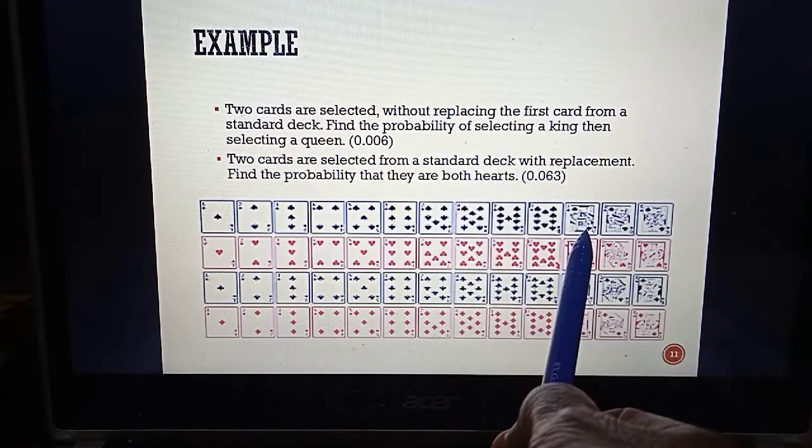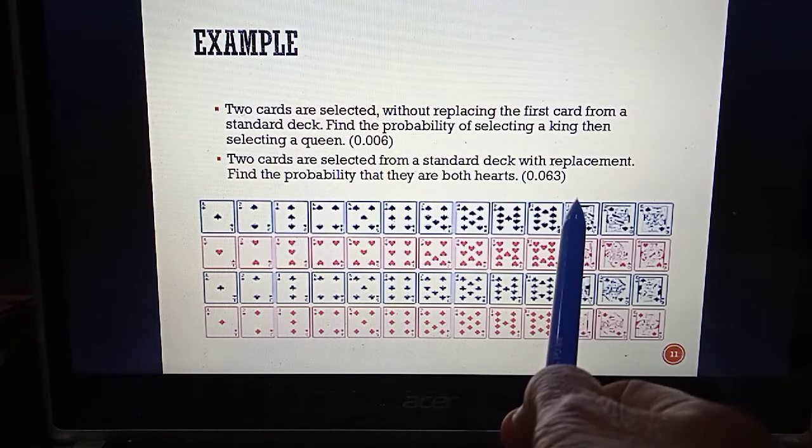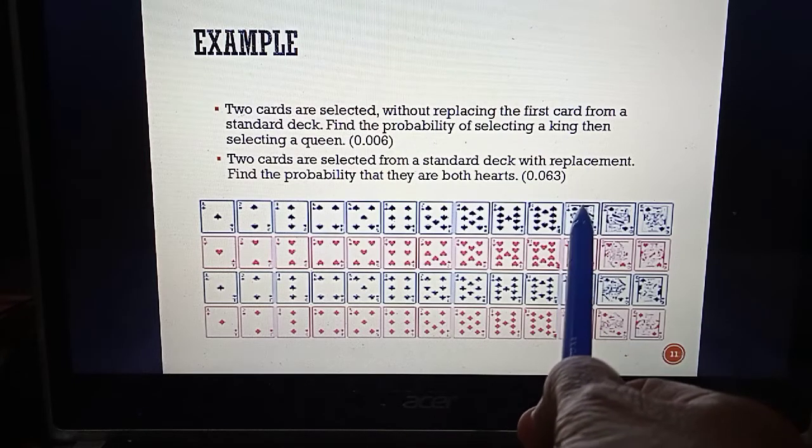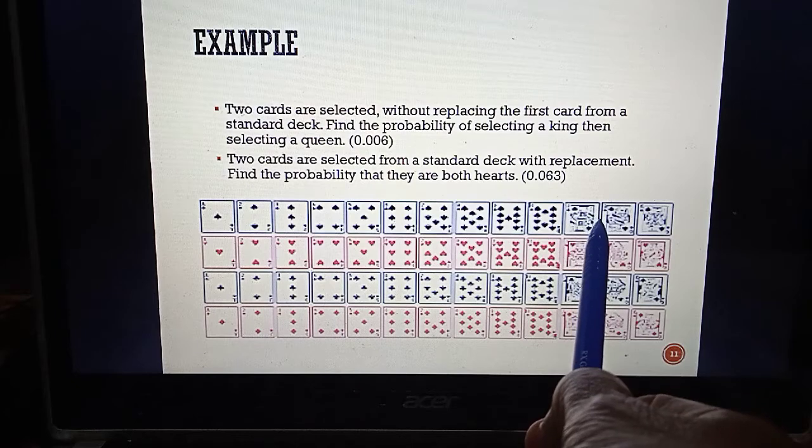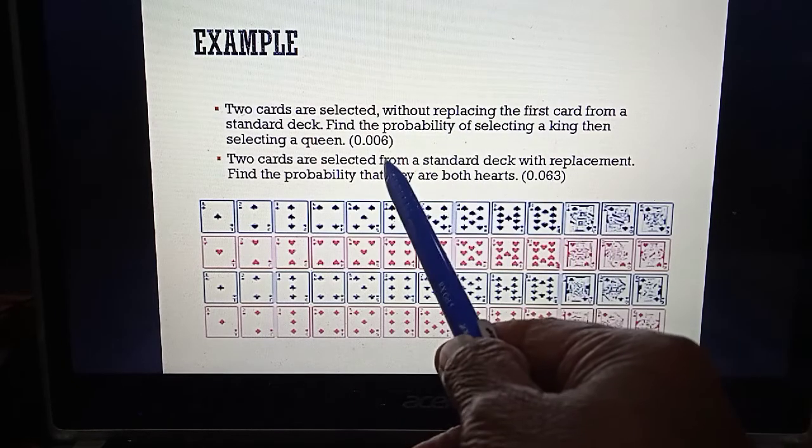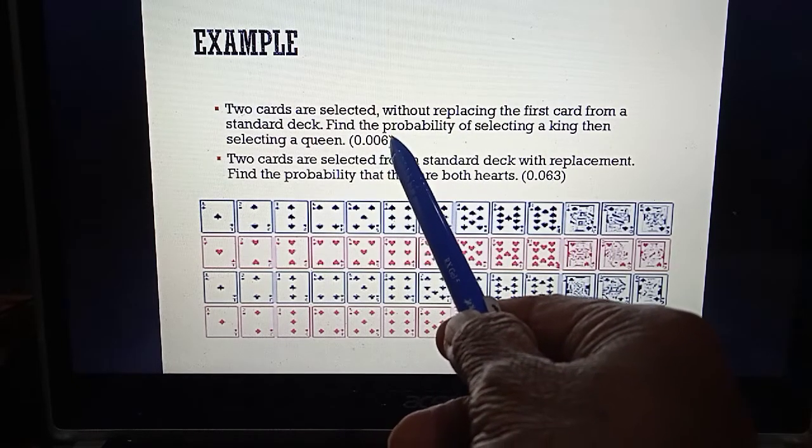Okay, so kad akan tinggal 51. So akan jadi 4/52 times 4/51. Okay, so check. Answer should be 0.006.